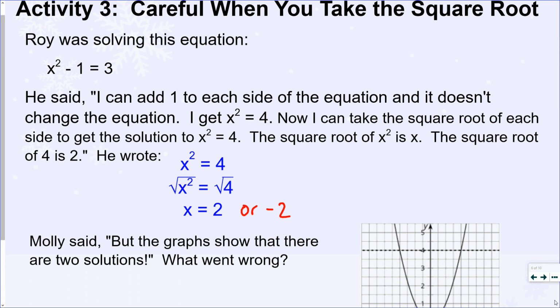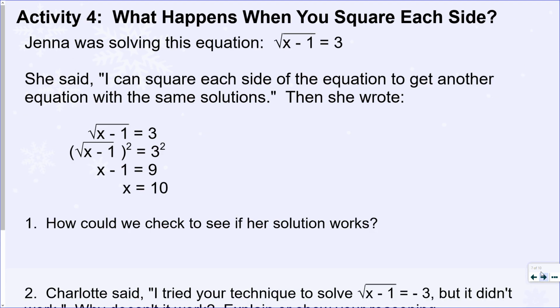So let's take a look. Let's say we have the equation root x minus 1 equals 3. This person, Jenna, says, I can square both sides of the equation. Perfect. So she does. The square undoes the square root, yes. Then you get 3 squared. x minus 1 equals 9. x equals 10.